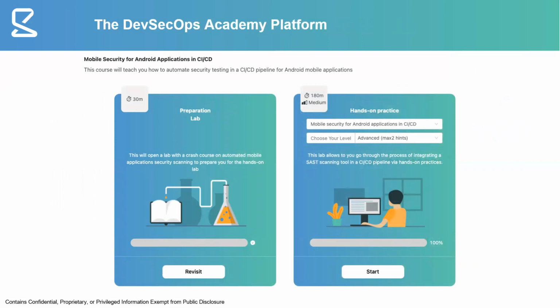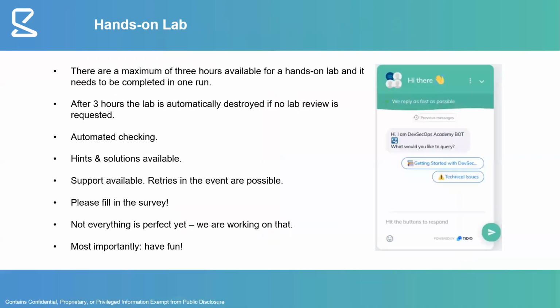Yes, thank you. To wrap it up a bit, we give you access to the course Mobile Security for Android Application in CI/CD for 2 weeks, 15 days. We have a preparation lab, which is really about the theory side. After you do that, it's around 30 minutes. You can go over to the hands-on lab, the practitioner lab.